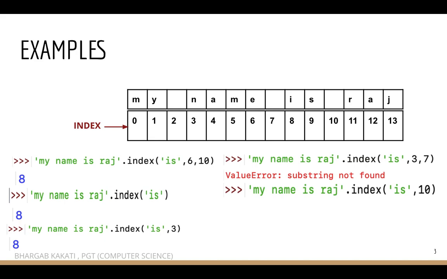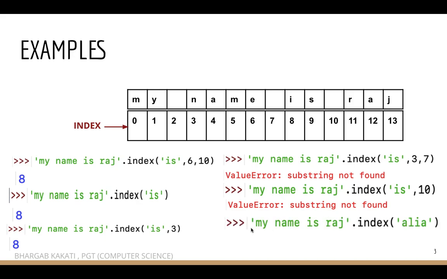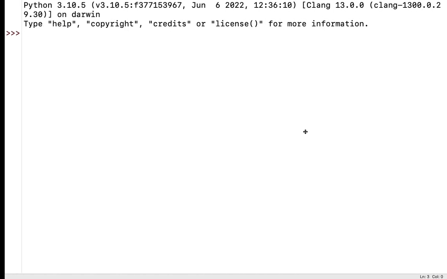Similarly, if I give my name is Raj dot index, 10, then after index 10, it will start searching towards the right whether the substring is present or not. It is not present, therefore it will return a value error saying that the substring is not found. Got it? Next, if I give my name is Raj dot index Alia, here I have given a substring which is not present in the entire string. Then also it will return a value error. Alright, I can show it to you here practically.